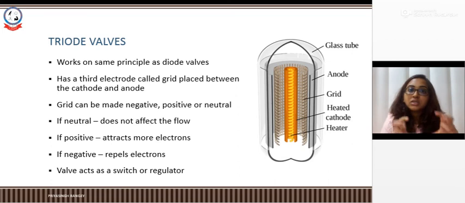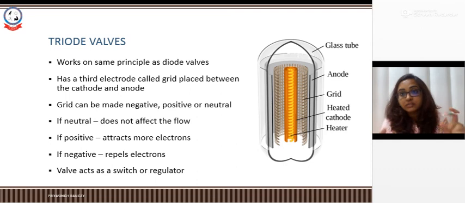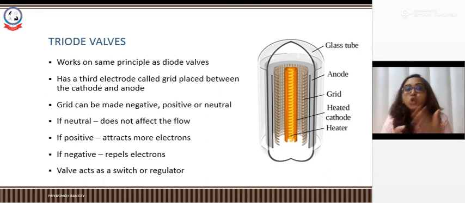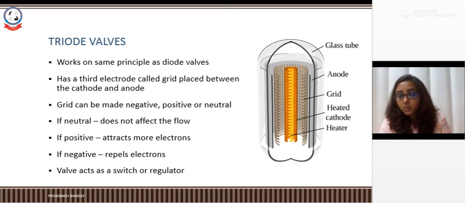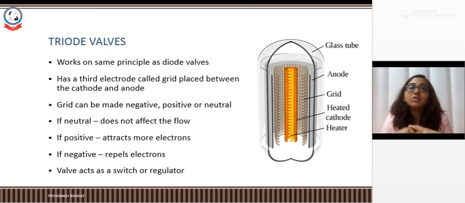And thirdly, when the grid is charged as negative, since the electrons are negative and the grid is also negative, the electrons are going to get repelled from the grid, and that is how it is going to stop the flow of the current. So when we take the grid as the third electrode in a triode valve, it can increase the current, it can allow the current to flow as it is if it is neutral, or it can also stop the flow of the current. So a triode valve can essentially act as a switch or as a regulator, because it can increase the current and it can also stop the current. So that is a triode valve.